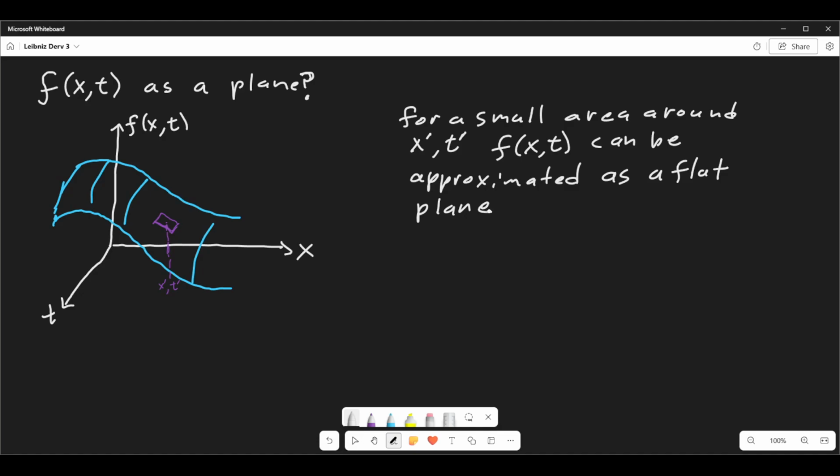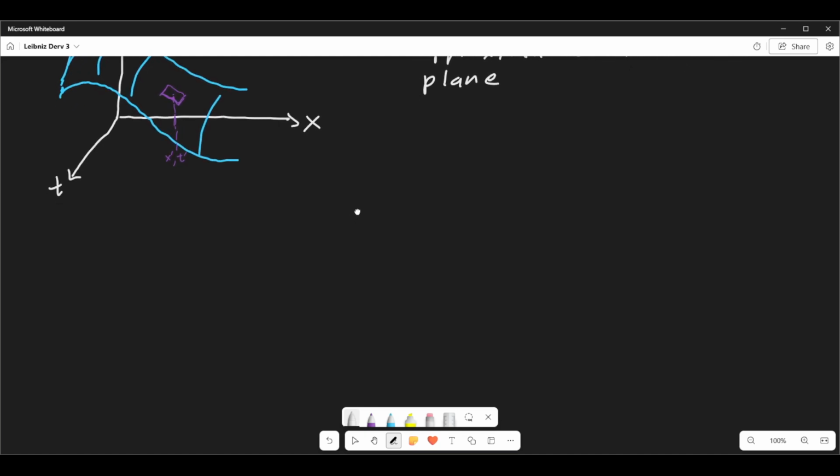Okay, and this is basically implied by the concept that this function is reasonably well behaved. So long as it's reasonably smooth and it's differentiable and it's continuous, it should be approximable by a plane. If it can't be approximated by a plane over small areas, then this equation isn't going to work anyway. So the next part is to figure out what the equation of the plane actually is.